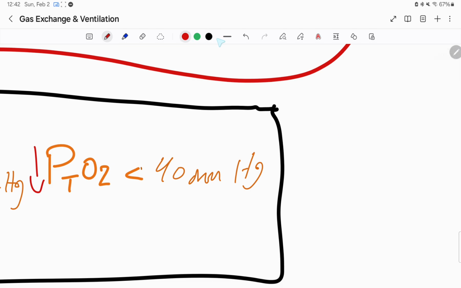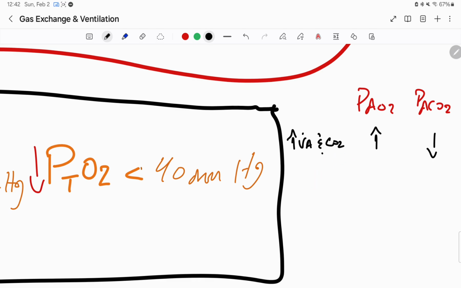What do you guys think would happen to my alveolar oxygen and alveolar CO2? What do you think would happen if I have high alveolar ventilation, but no change in metabolism or CO2 production? Well, in that case, my alveolar partial pressure of oxygen would go up and my CO2 would go down. Why? Because my ventilation is high, so I'm breathing out a whole bunch, but I'm bringing in a whole lot of oxygen.